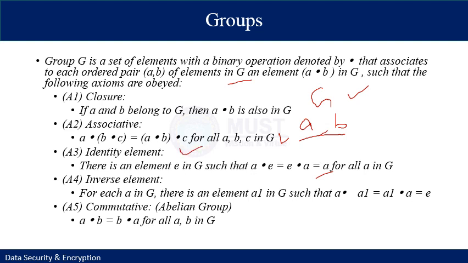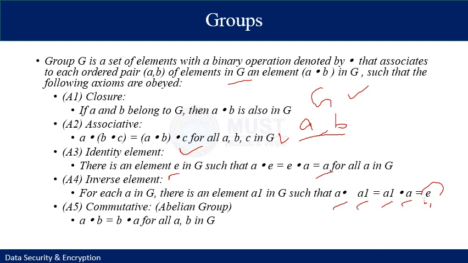So the fourth property states that for each element A in a group, there is an element A1 in the group such that if you apply the operation A with A1, there must be a reverse operation A1 operated by A. There must be some element E known as identity. So that means there should be an inverse of each element in the group. For example, if you took the multiplicative inverse, 2 multiplied by 1 by 2 will result in the identity element 1.